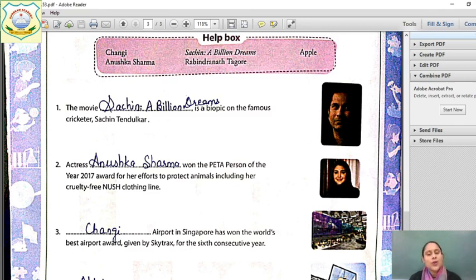Yes, so she is married to Virat Kohli, the cricket captain. Okay, captain of the Indian cricket team. So this actress Anushka Sharma got awarded by PETA for her efforts to protect the animals.